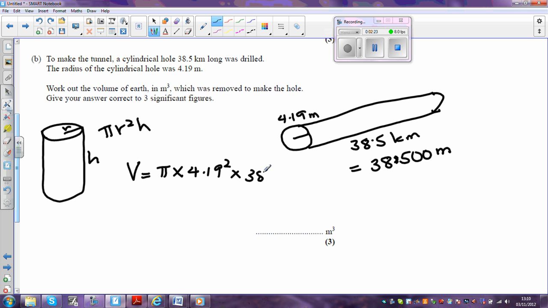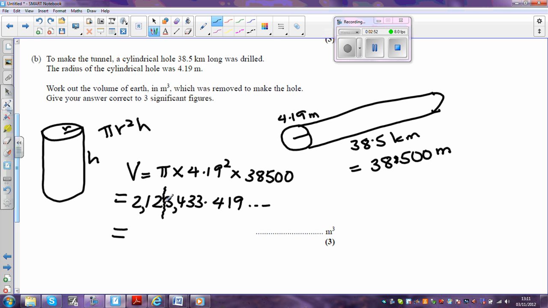multiplied by the 38,500. Now if you work that out, my calculator says 2,123,433.419 cubic meters. Now we've got to round that to 3 significant figures, which basically means we're going to chop off after the first 3 digits.